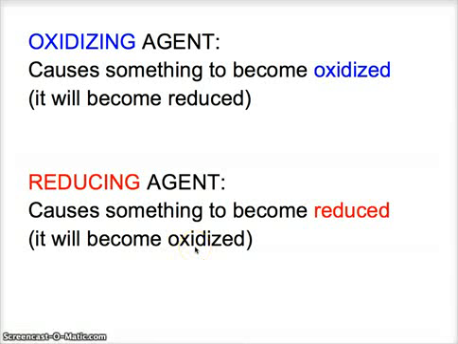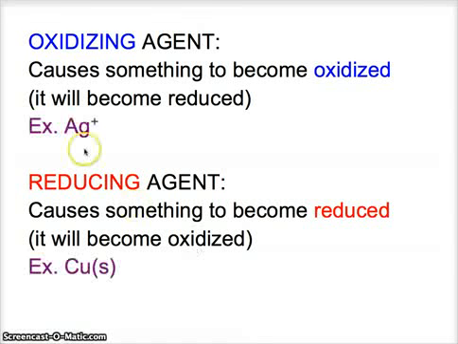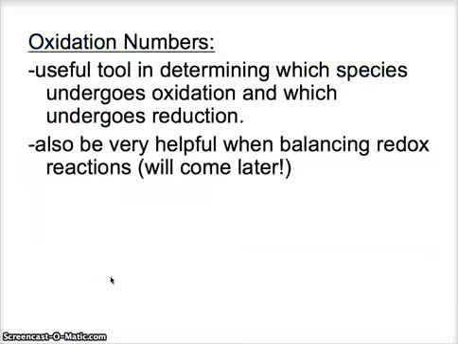So again, pause the screencast, take a look back at our example. Which one of our silver or our copper is the oxidizing agent, and which one is the reducing agent? In our example, silver was the oxidizing agent. It became reduced, and copper solid was our reducing agent. It became oxidized.